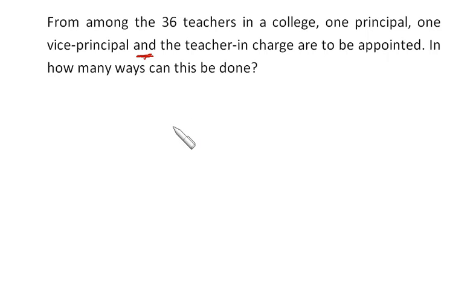So for the first post, maybe principal, any post, we have 36 options. These are the 36 teachers. Now one has been selected. Now the remaining people are 35. So out of these 35 people, we have to fill up the second position. So we have 35 choices. Then now we have 34 people only because two people are already appointed. So these 34 people, and we have to fill up the third post, that is teacher in charge, with these 34 people. So anyone can take the position. So we have 34 choices.